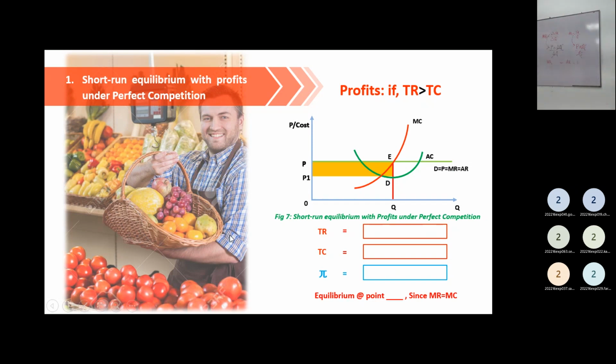Then what is your profit? This is your total revenue, and this white color area is your cost. Then what is your profit? This cream color area. Simply P, E, D, P1.